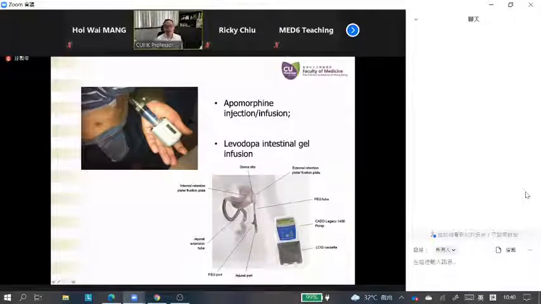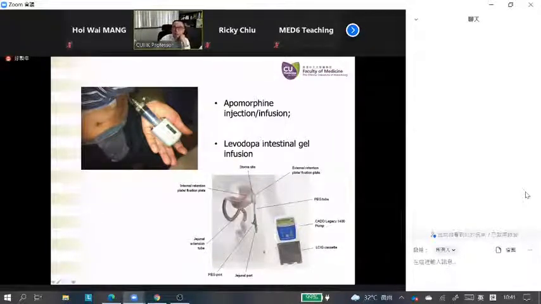There's also a continuous infusion during daytime, so it will level off this fluctuation. But we tried this in some patients. The patient did not feel comfortable, and this apomorphine infusion in Hong Kong is only available in Queen Elizabeth Hospital. So if specialists think that the patient needs this, then we will refer to QEH.